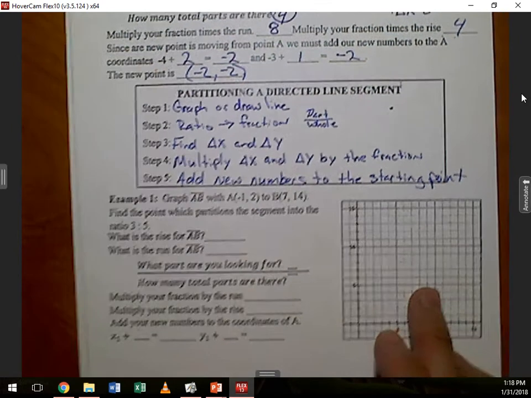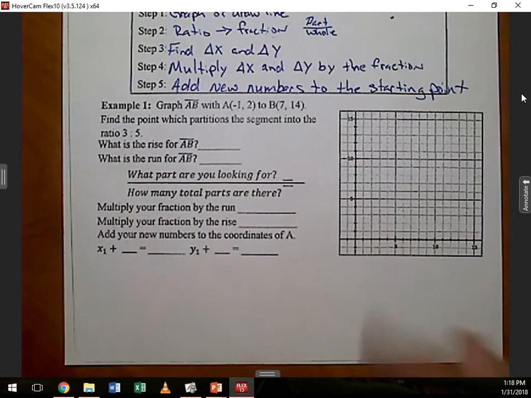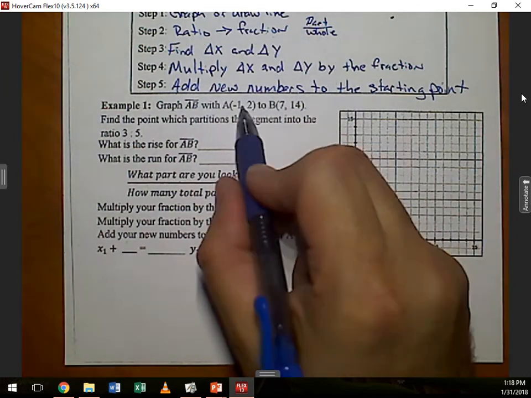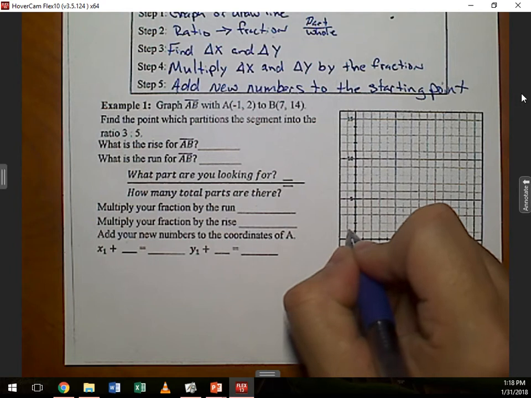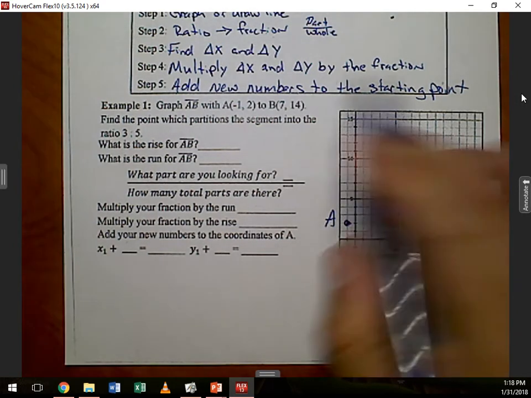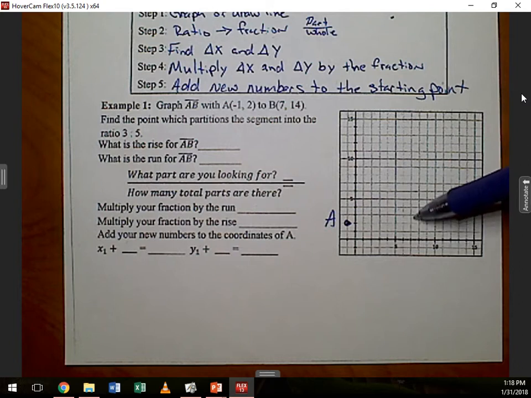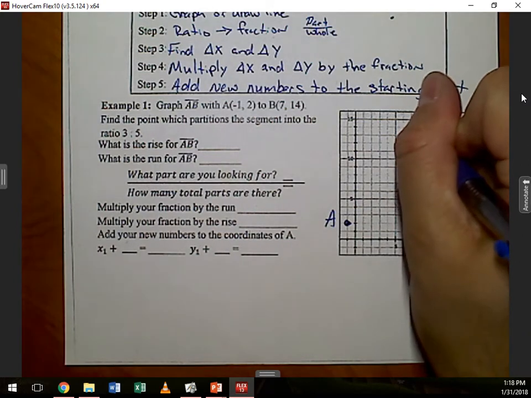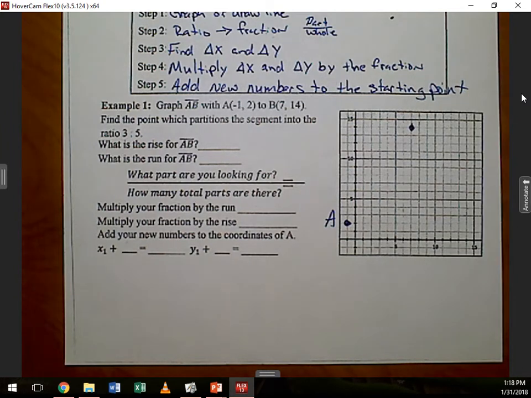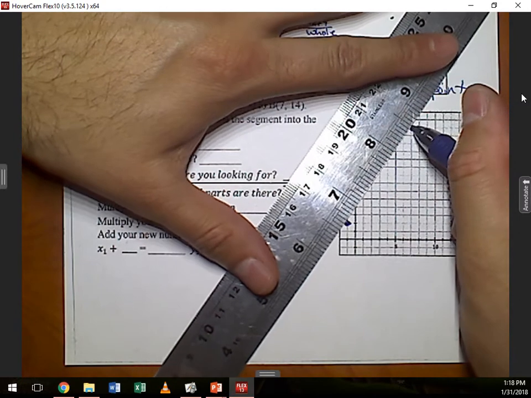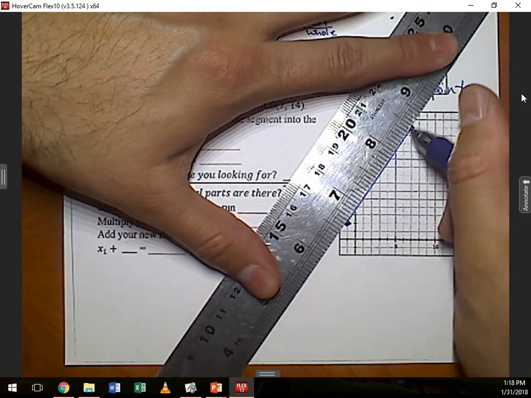So on example 1, we're going to graph these right here. A is -1, 2. There's my A. My B is at 7, 14. That's going to put me right there. There's my step 1.